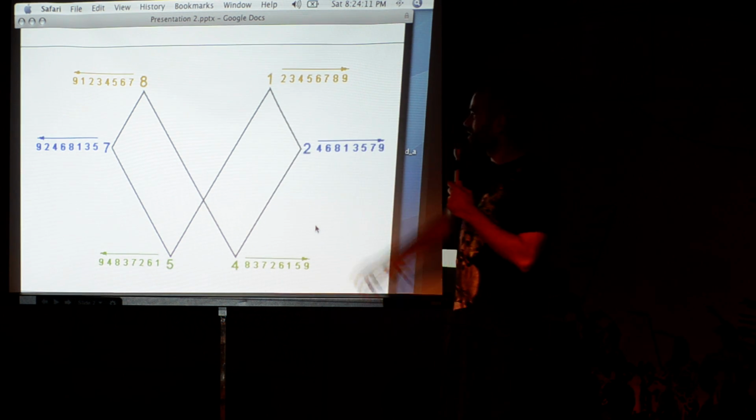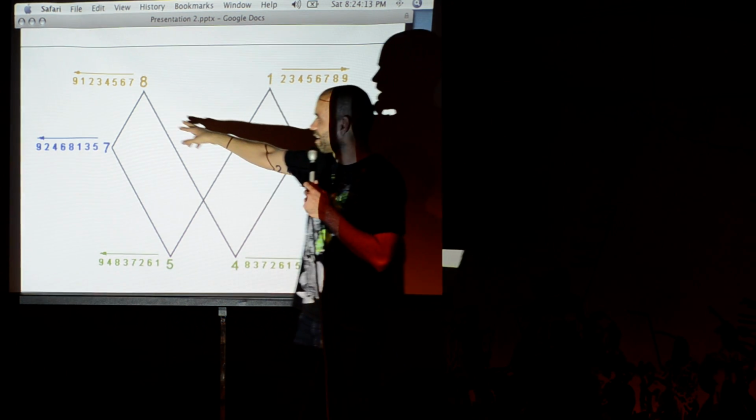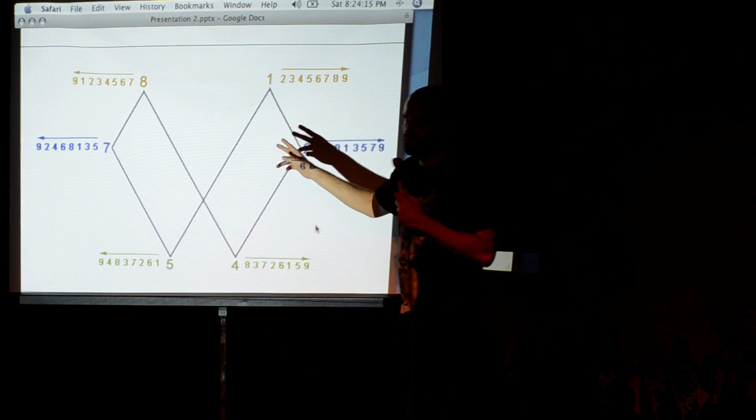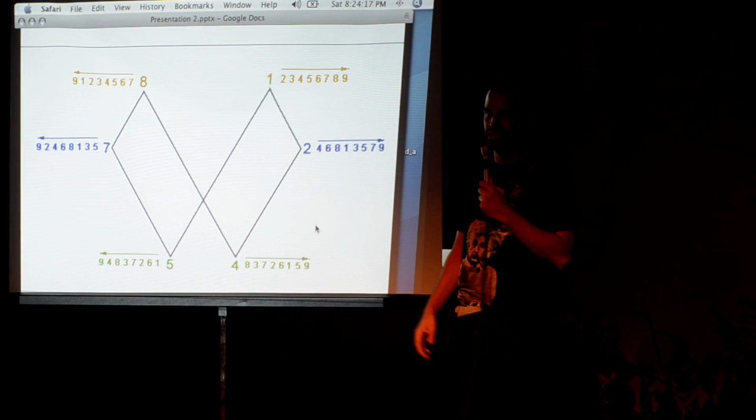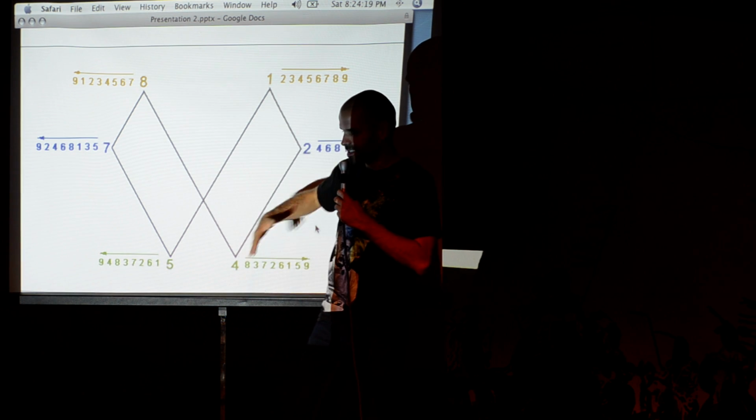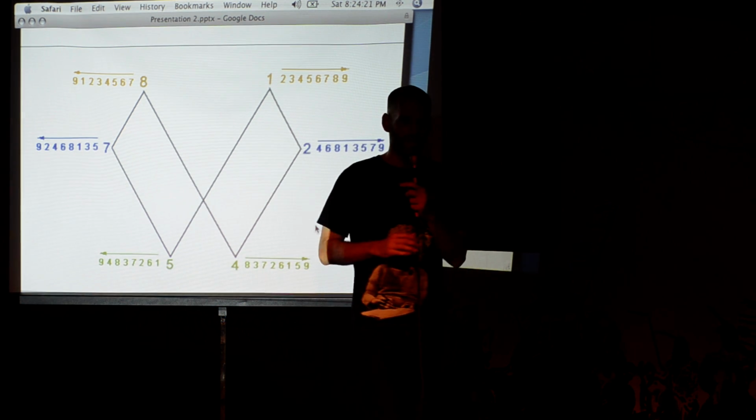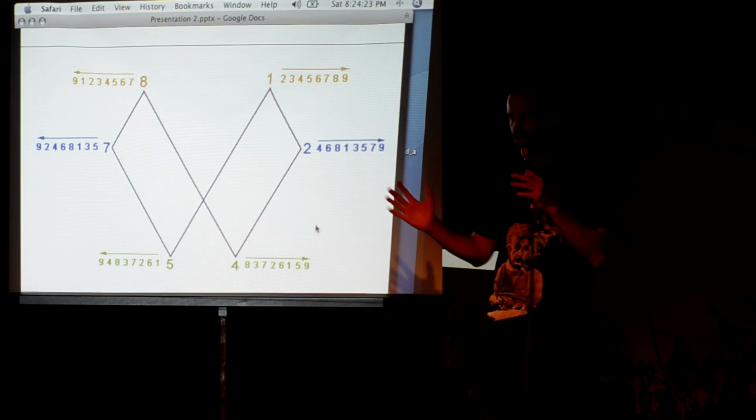So there we have the number 1. Well, let's go over here to number 8, which is across from it. And I'm going to say that these are producing mirror images. This symbol is a mirror image symbol, and it creates mirror symmetry, just like in your body.